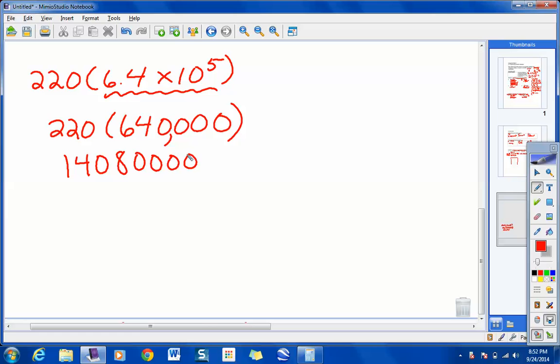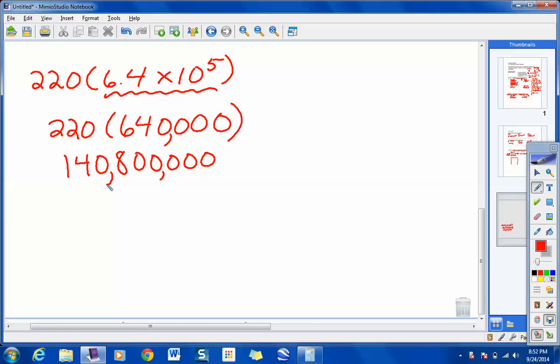So this is my step 2. I've evaluated, so I'm going to put some commas in here to separate this out a little bit. We've got 140,800,000. Now keep in mind, our job is to put this in scientific notation. So once I've gotten to this point right here, I've got to put this in scientific notation. So my job simply becomes the following.